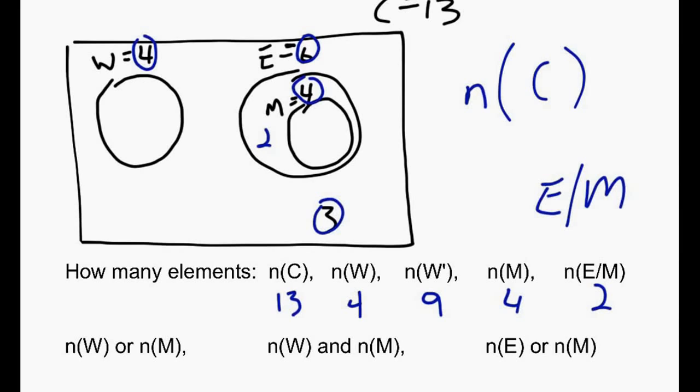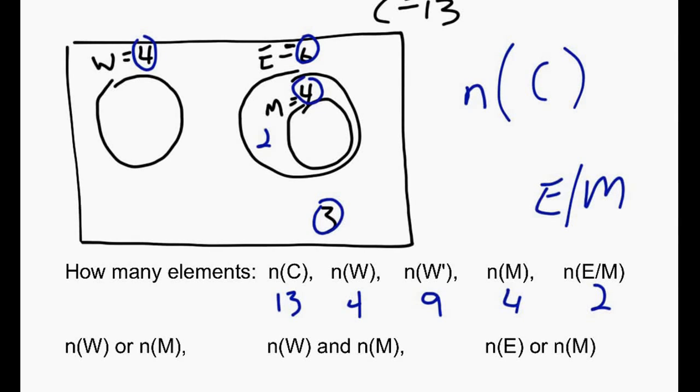Okay, so that's a new notation, the E/M, and then a few other ones that we're going to look at. We'll spend more time on these in the next lesson, but we can take a look at a few of them. Now if we could combine these, we could ask: what is the number of elements in the west or the number of elements in the east? So we have 4 in the west and 4 in the Maritimes. Sorry, I said east. So west or Maritimes.